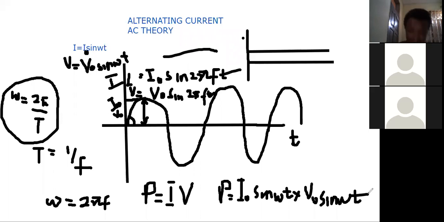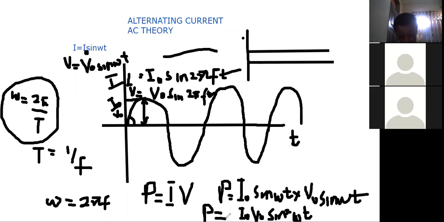So that is it. But when you get here, mathematically we can multiply sine, because they are all equal, so we can multiply them. So we can get I naught V naught sine squared omega t. That will be our power. Do you get it? So that will be the power from an alternating source.